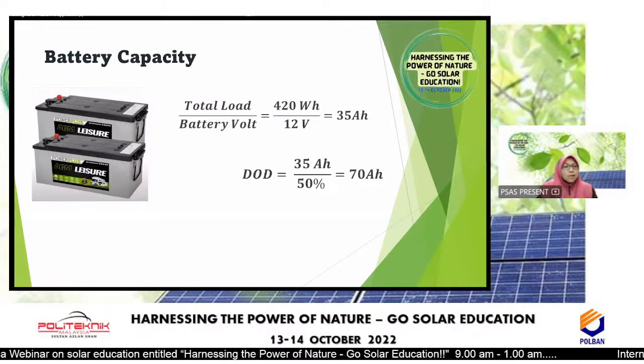From the battery, we also need to know that they have a depth of discharge, which is specified by the manufacturer. In this case, the manufacturer gives us 50%. What is depth of discharge? Later I will show you. All right, so the calculation is the battery capacity, 35 ampere hours, divided by the depth of discharge, 50%, which is equal to 70 ampere hours. The maximum battery capacity is 70 ampere hours.